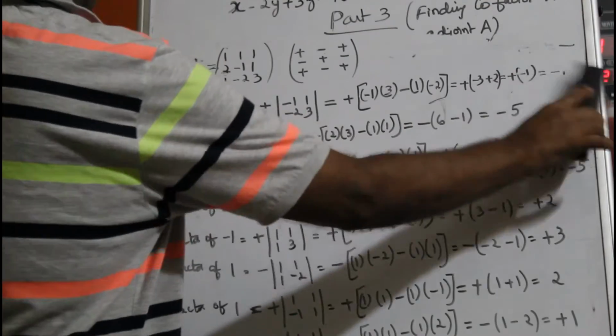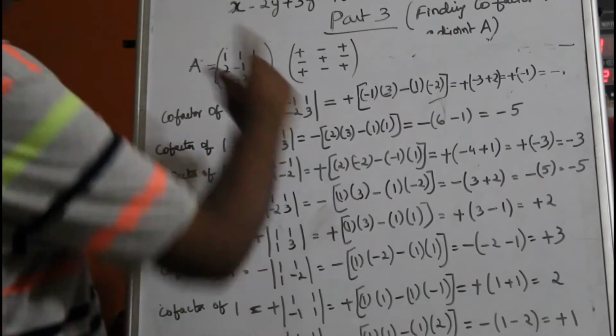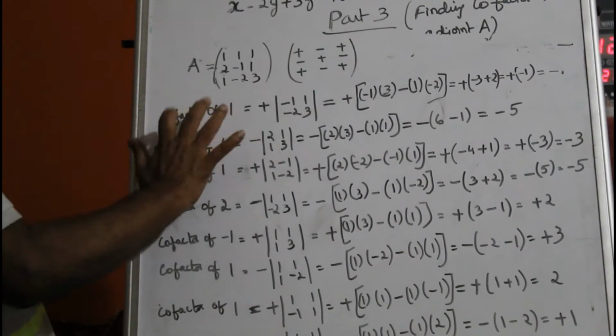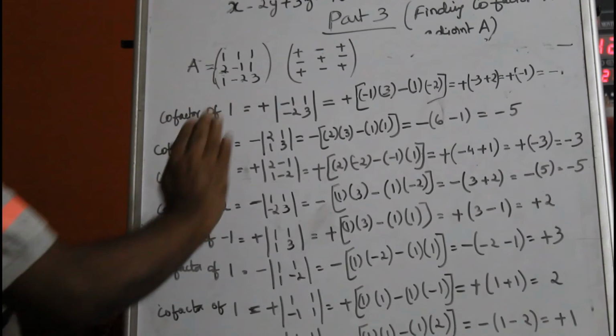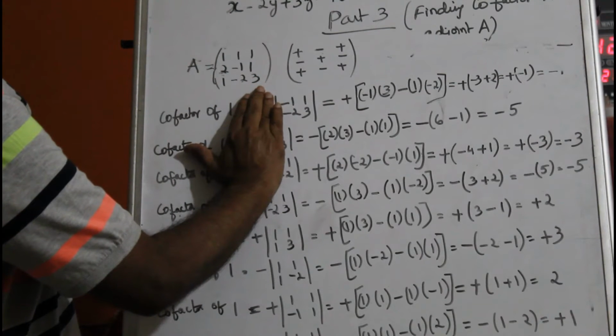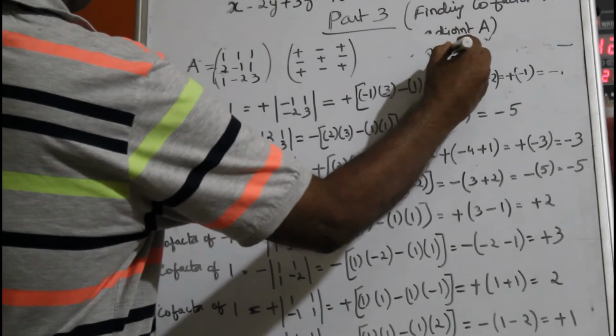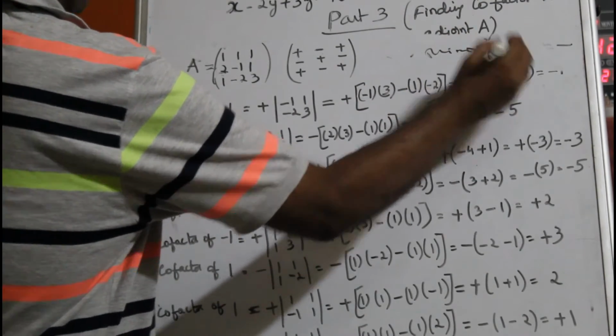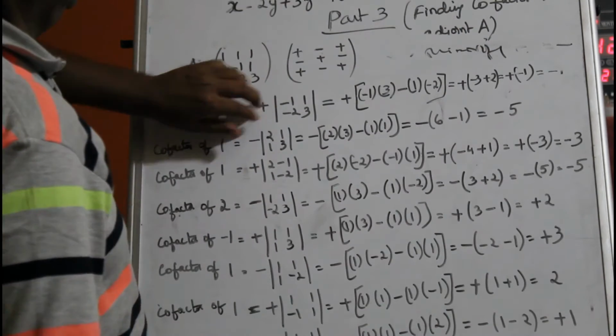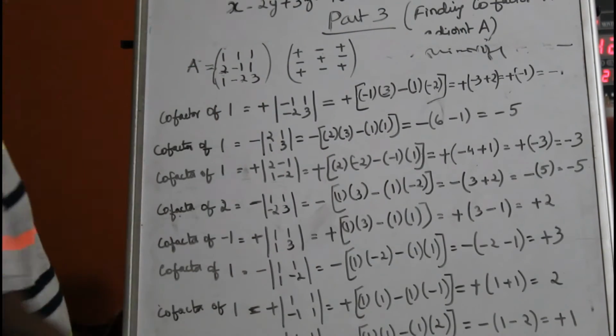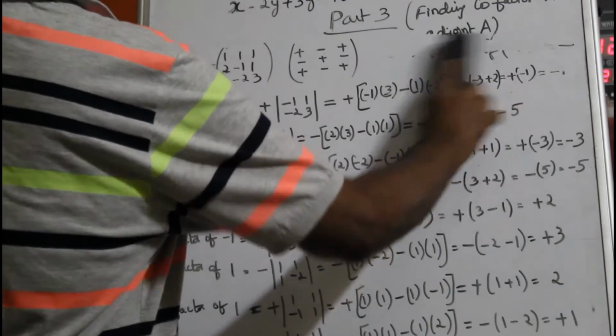So again, repeat fast. Write these coefficients and write the plus or minus. This is called the cofactor. If you don't put the sign, it's called the minor of 1. If you put the sign, it's called the cofactor. Okay, now this is very easy.